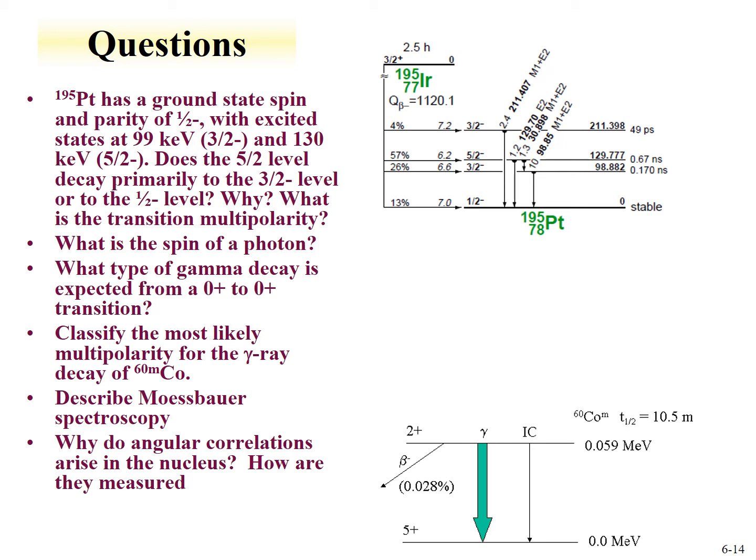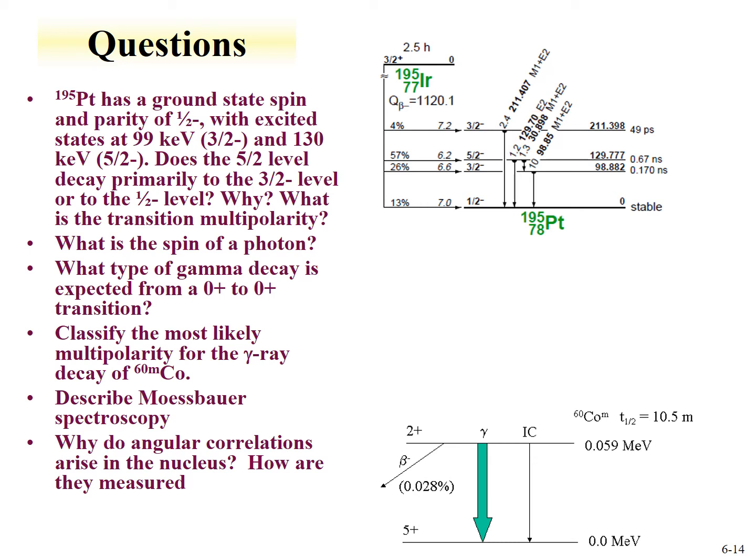And then another question is, what is the transition multipolarity of those states from the 5/2 minus to 3/2 minus and 5/2 minus to 1/2 minus? You could calculate that, or by evaluating the table of the isotopes, you would see that this transition, the 1.3 relative intensity at 30.8 keV, is an M1 plus E2 transition, where the 130 keV transition is just an E2 type transition.